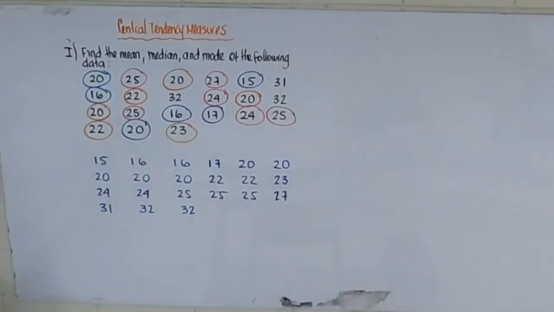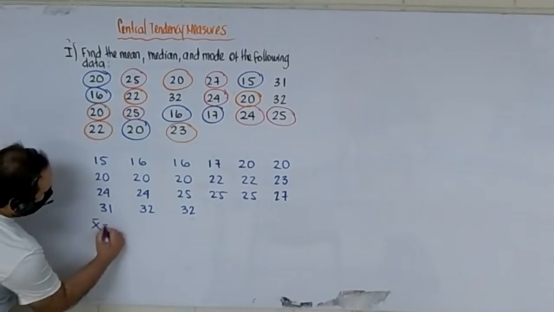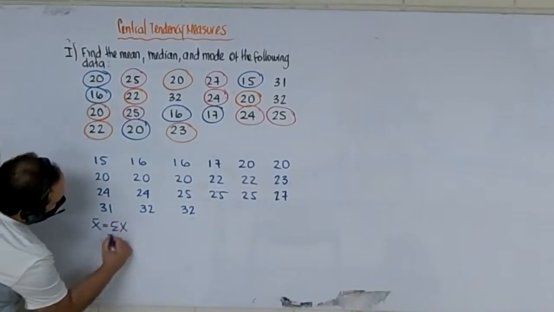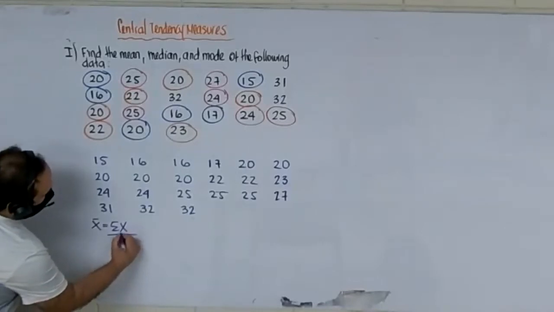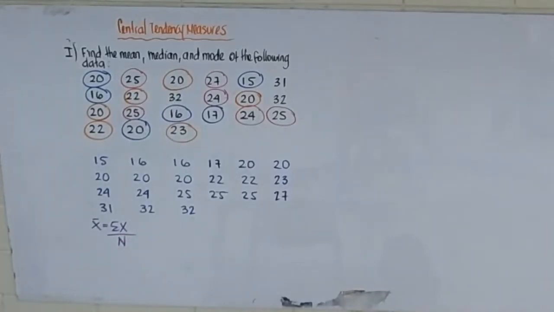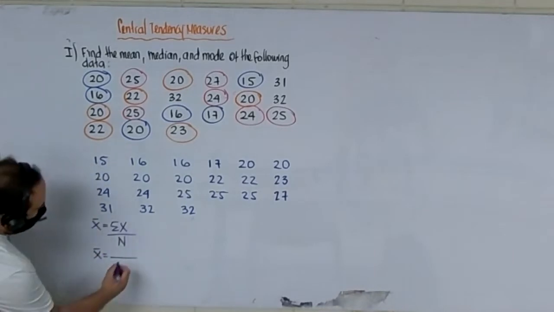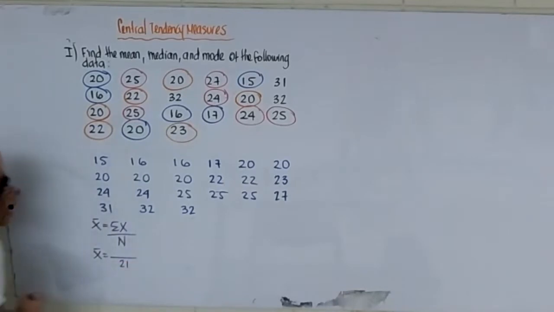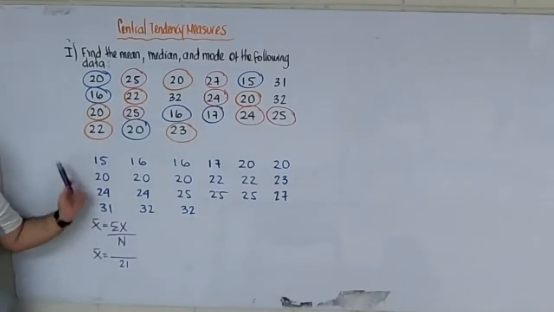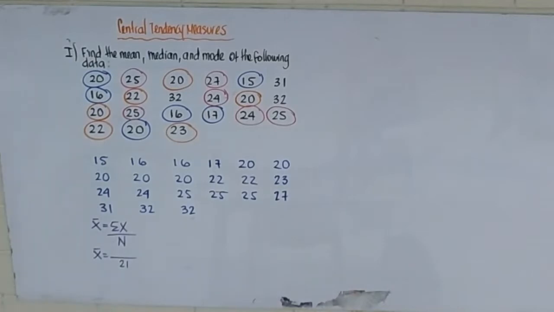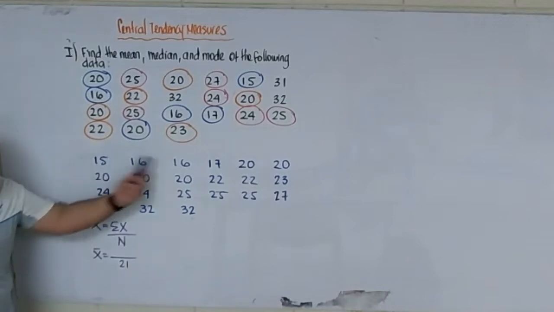Remember, the arithmetic mean for non-grouping data is the addition of all the values of x divided by the quantity of numbers. What does that mean? That means we have to add all of these numbers and divide by 21. The number of numbers is 21, right? Would you like to add the numbers from 15 until 32 in that order? Let me know when you have the result.